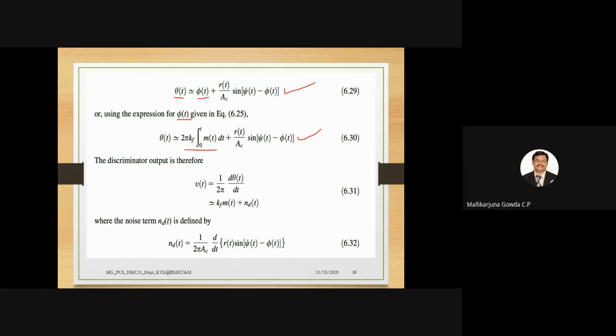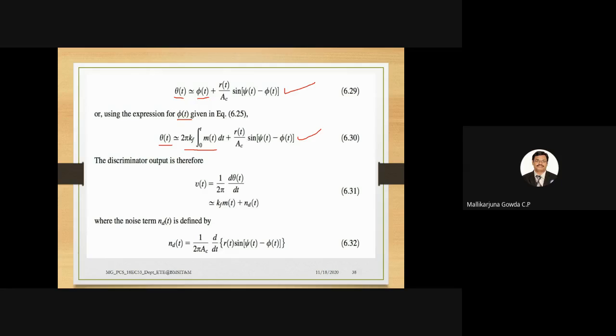Then what will be the output of the discriminator? I denoted the output of the discriminator as V of t, right? It is having a differentiator, that is a slope network. So I can write V of t is equal to 1 by 2 pi d by dt of theta of t. That 1 by 2 pi is the interval. Means I am getting at the output of the discriminator the derivative of this. So V of t will be equal to that.